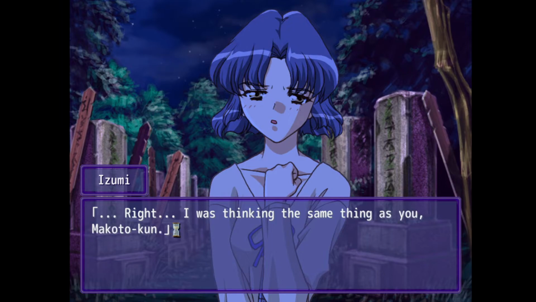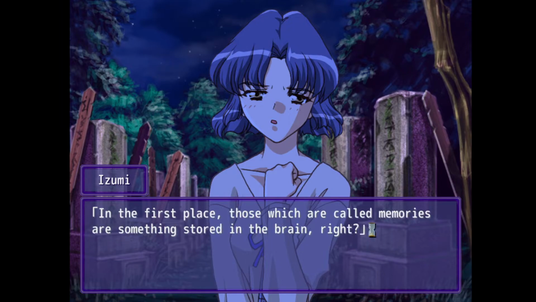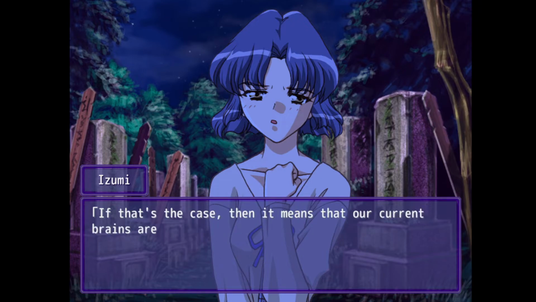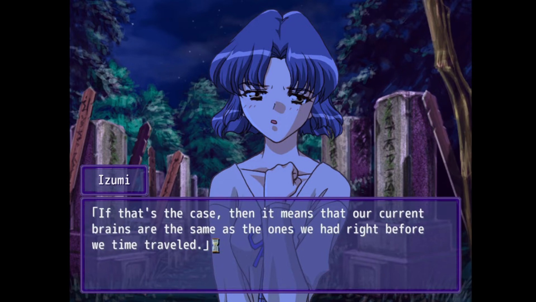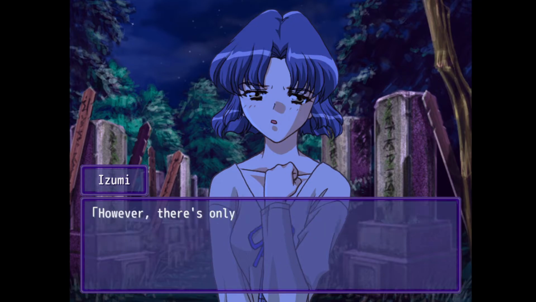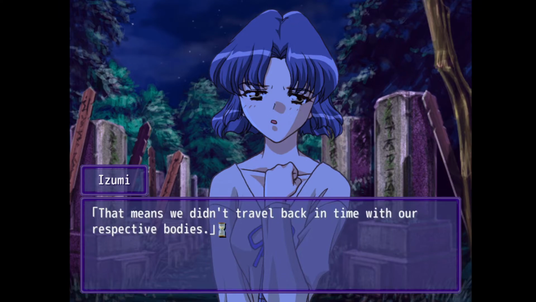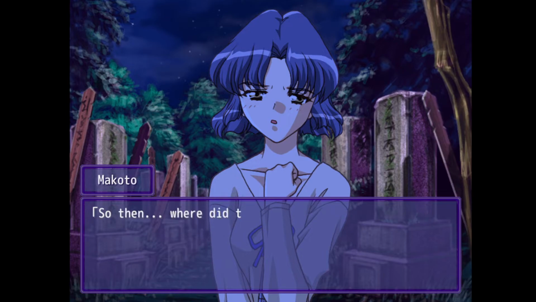Right, I was thinking the same thing as you, Makoto-kun. In the first place, those which are called memories are something stored in the brain, right? And if that's the case, then it means that our current brains are the same as the ones we had right before we time traveled. However, there's only one of you and me in this time period. That means we didn't travel back in time with our respective bodies. So then where do these memories come from?